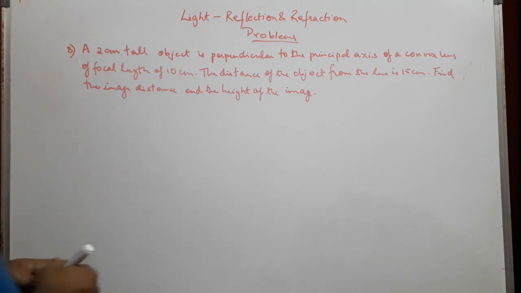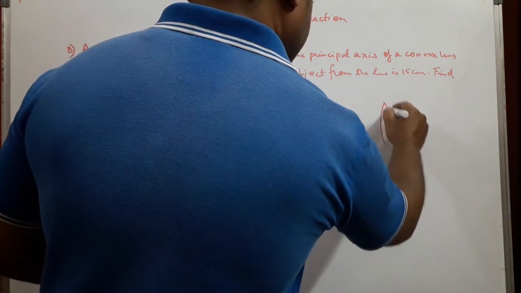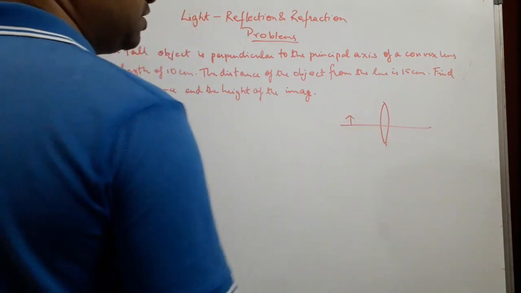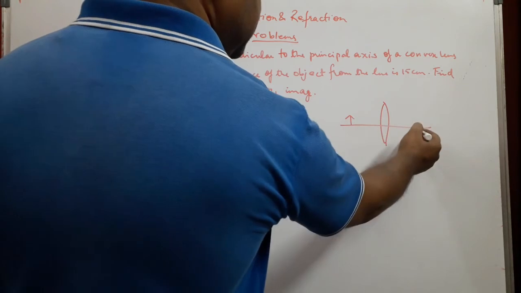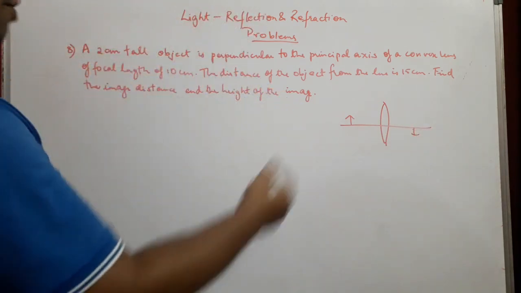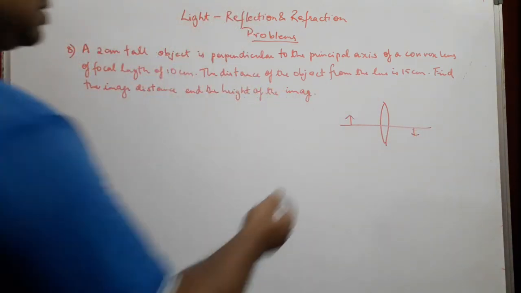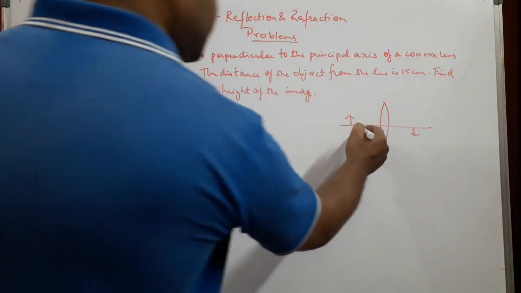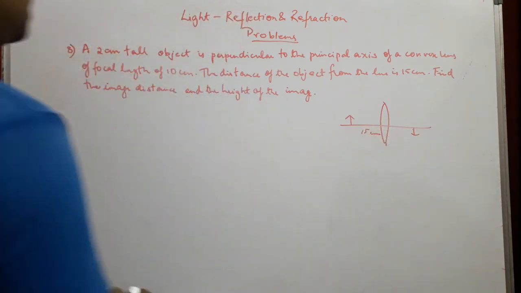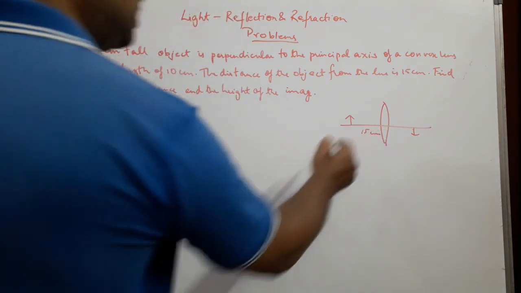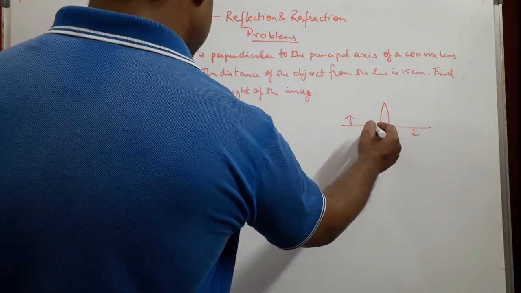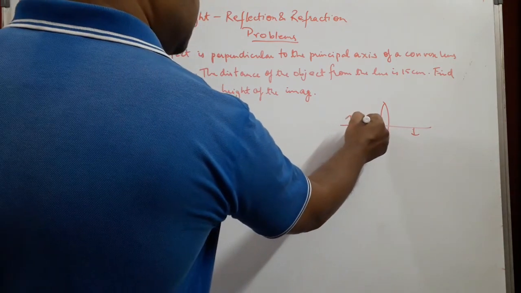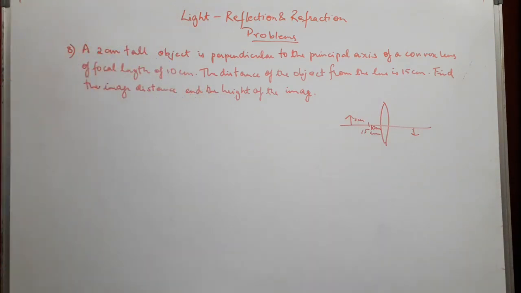Once again, it's a problem of a convex lens, which has a principal axis here, the object is out here, and the image, since it is a convex lens, will be real and inverted, formed on the other side. We are given the distance of the object from the lens as 15 centimeters. The focal length is somewhere around 10 centimeters, and the object is 2 centimeters tall. Now we need to find the distance of the image as well as the height of the image.